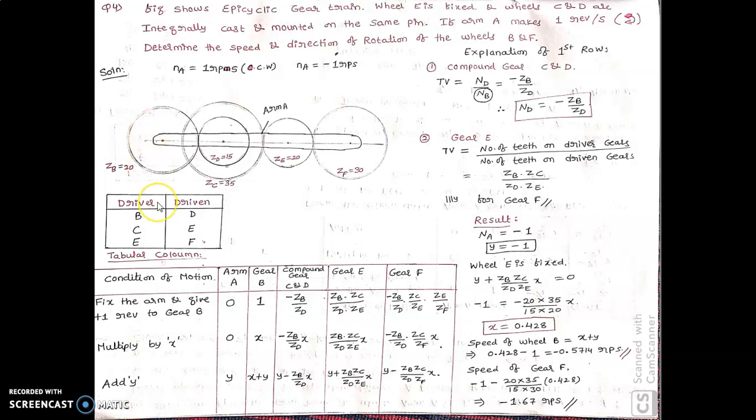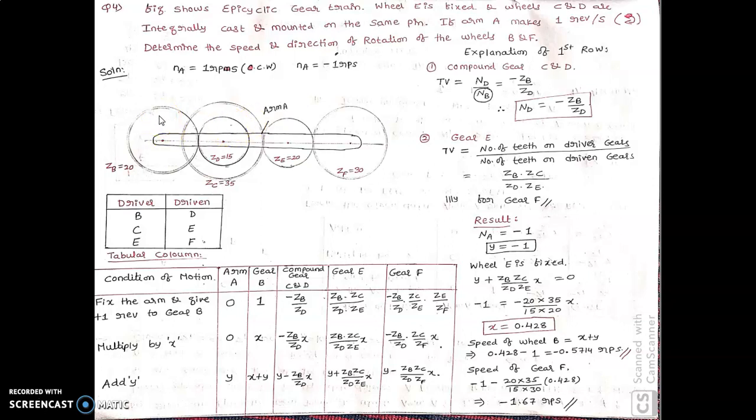Now, which are the driver gears and which are the driven gears? How to find this out? Let us see. I have taken gear B as a driver gear. This is my assumption, because if I give one rotation or some rotation to this driver gear, all other gears will have a rotation. That's why I have taken this as a driver gear.